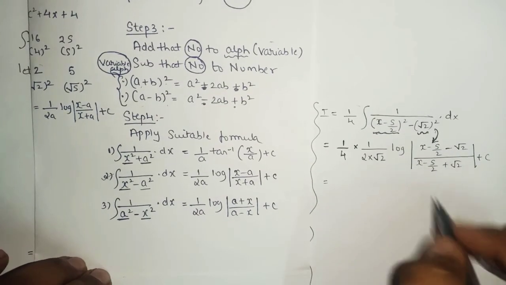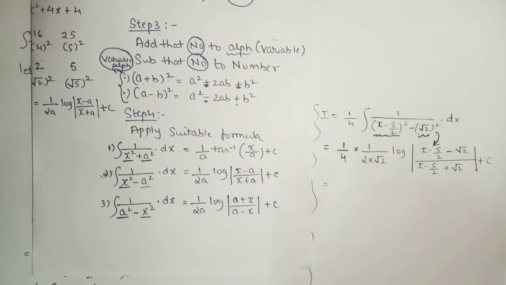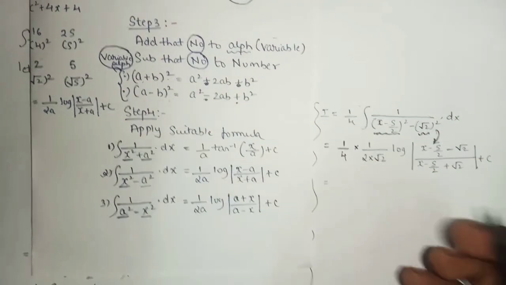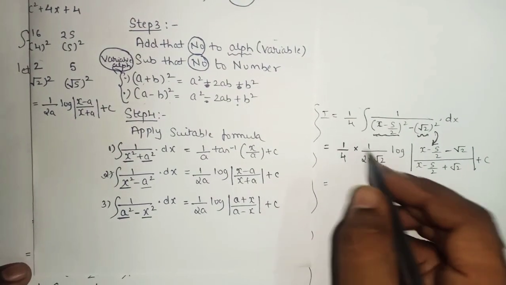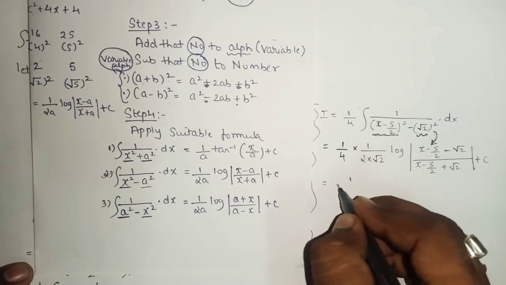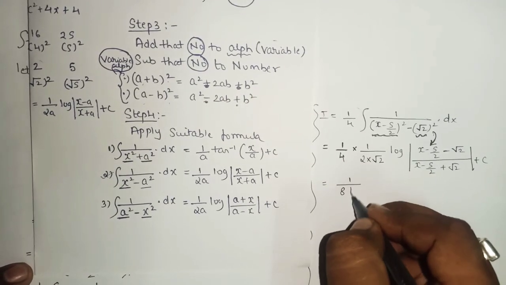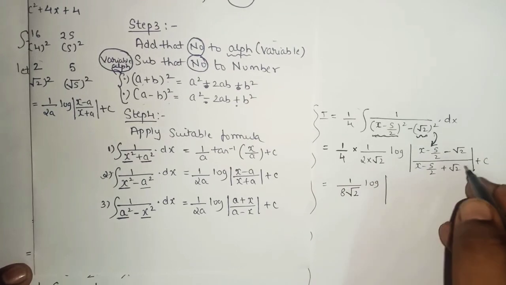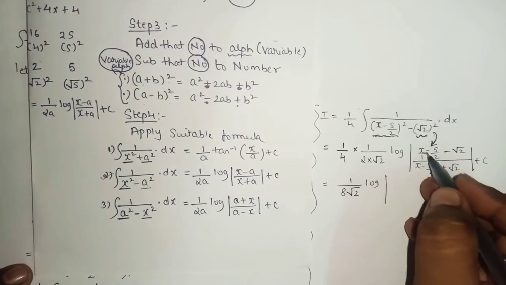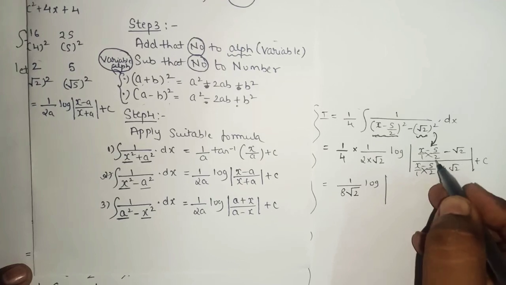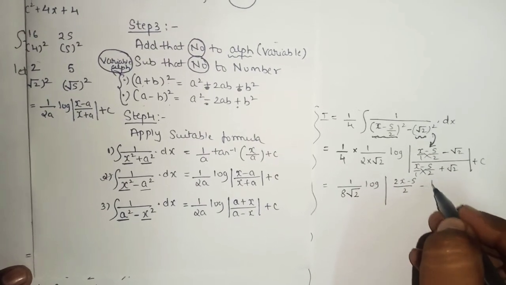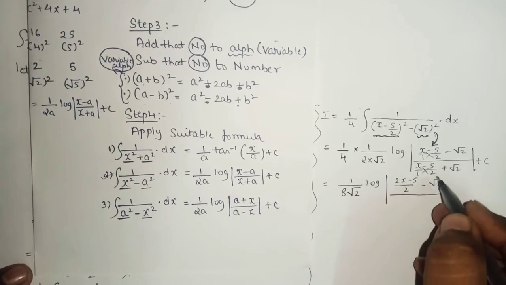Now just a basic adjustment and then you have to stop your answer. Here we can multiply this number. 1 side is 1, 4 times 2 is 8. So this can be written as 1 upon 8 root 2 log. Further, can I cross this section? So this can be written as 2x minus 5 upon 2 minus root 2 upon.